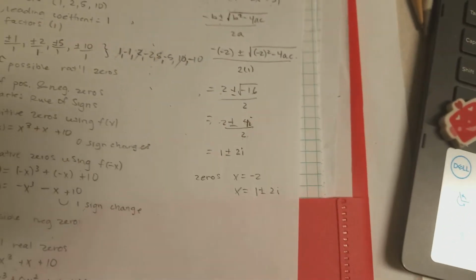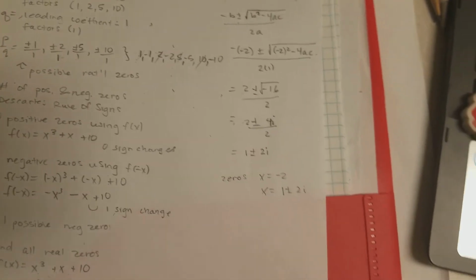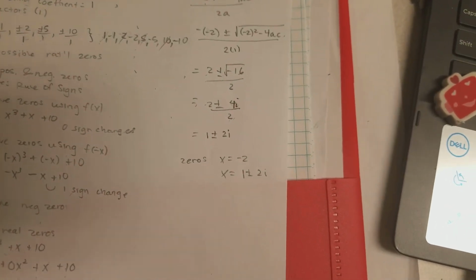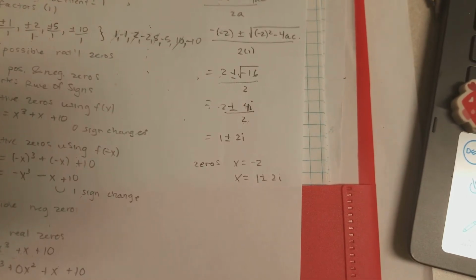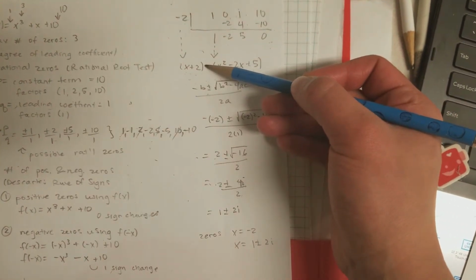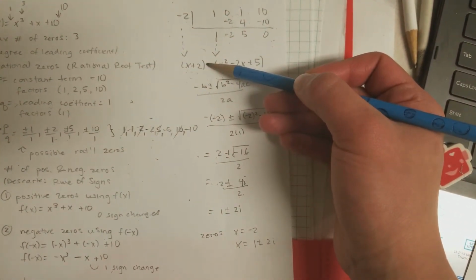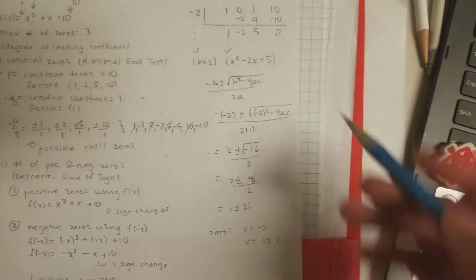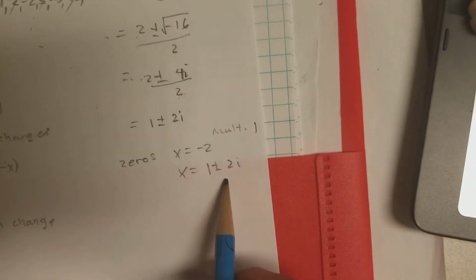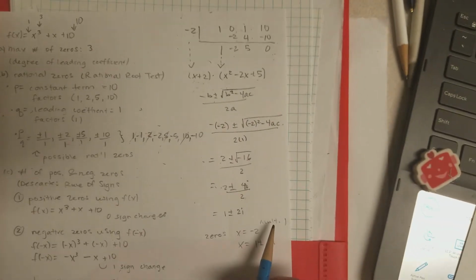Okay, so to graph it, I like to look at our zeros. We can see that this had a multiplicity of 1. I make a note: multiplicity of 1. The imaginary ones are not going to be graphable, so this is the only one we're going to worry about.